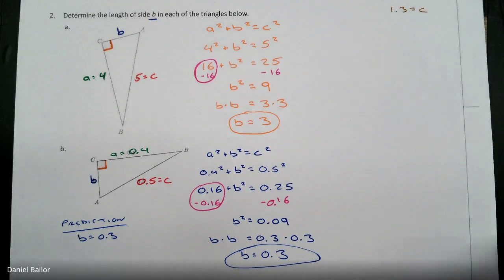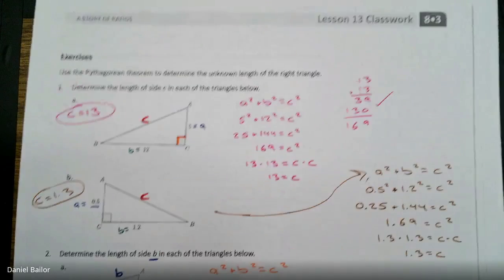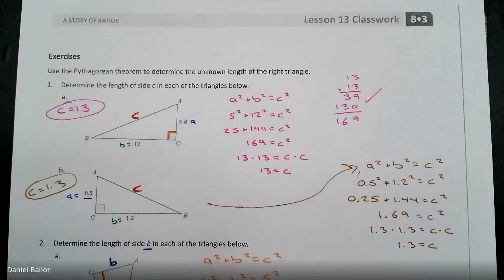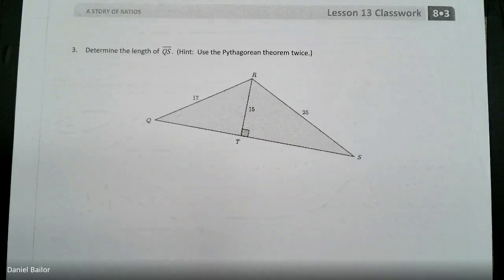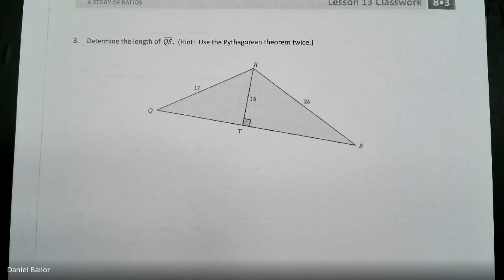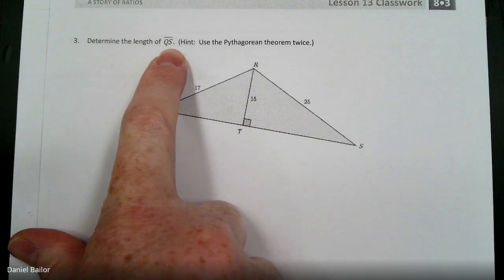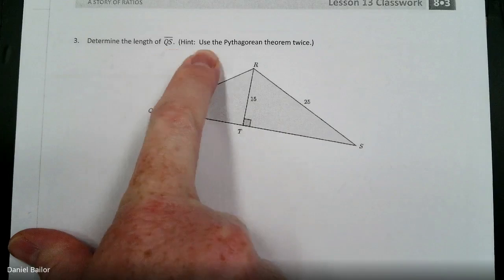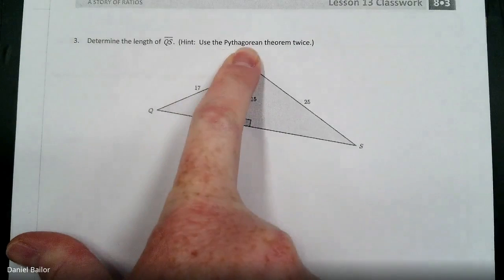But right now, let's go to our last exercise to get more practice with the Pythagorean theorem. And it is on the next page, page 150. Now you'll notice this looks a little bit different than what we've done so far. This is two triangles back to back. And it's asking us to determine the length of QS. And the hint: use the Pythagorean theorem twice.